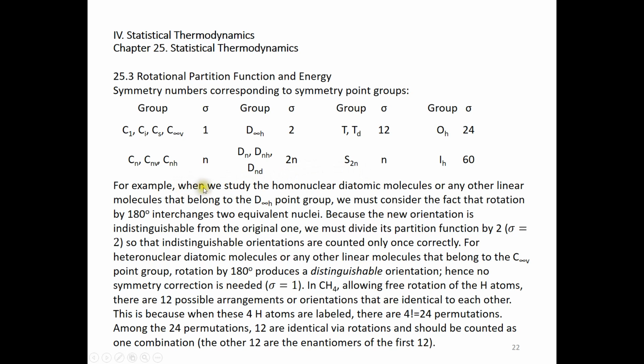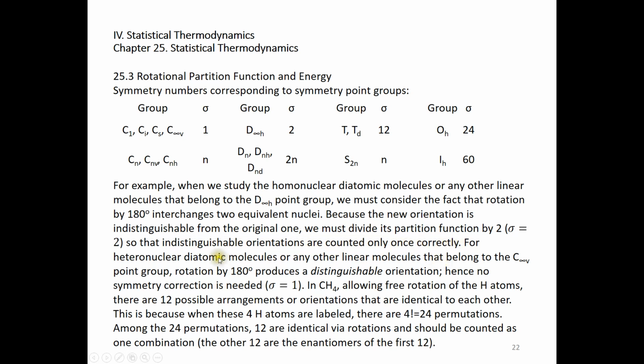For example, when we study homonuclear diatomic molecules or any other linear molecules that belong to the D infinity h point group, we must consider the fact that rotation about 180 degrees simply interchanges two equivalent nuclei. That means no difference, because the new orientation is indistinguishable from the original orientation. We must divide the rotational partition function by 2. Sigma is 2, so that indistinguishable orientations are counted as only one correctly.